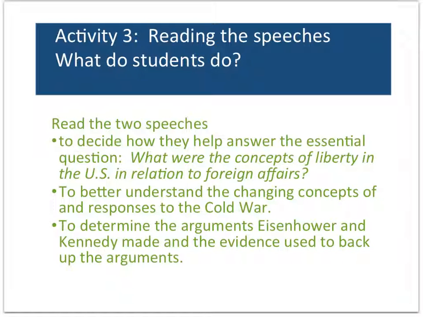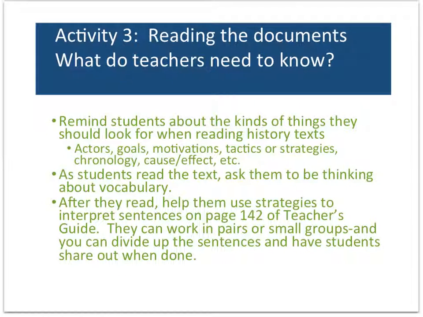Sophisticated readers of history need to be able to recognize claims and evidence and be able to write claims and evidence. And this is something that this lesson addresses. Now, before they read, remind students again the kinds of things that you look for in history text, and that is actors, goals, motivations, tactics, strategies, chronology, etc. These are things that are in history texts that students can pick out as being kind of important information. And always, as students read the text, you're asking them to be thinking about vocabulary.